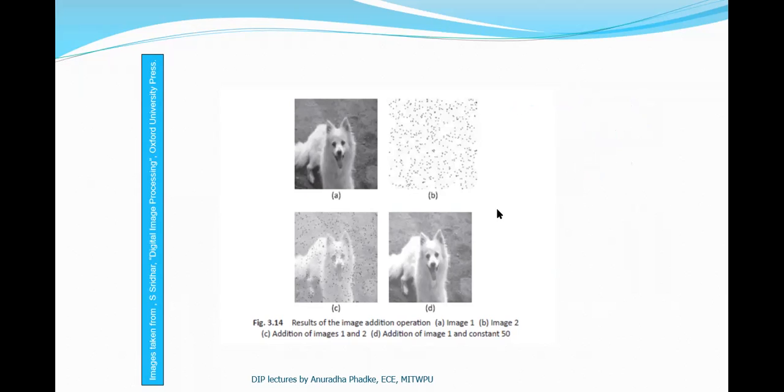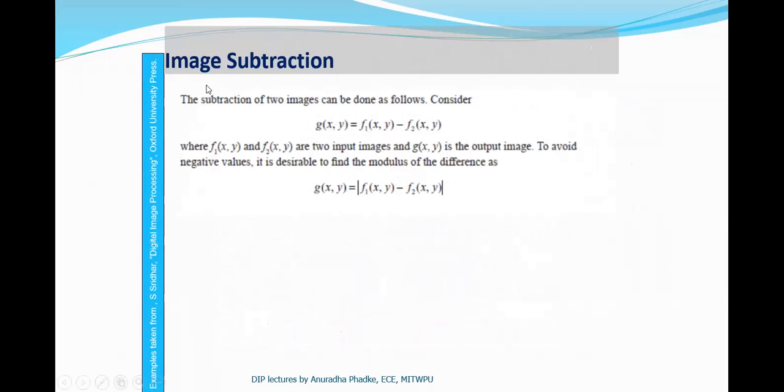Now let us have a look at the next point processing operation. It is image subtraction. The subtraction of two images can be done as follows. If you have image F1 and image F2, we can obtain image subtraction by pixel subtraction. F1(x,y) minus F2(x,y) gives you a processed image G(x,y).